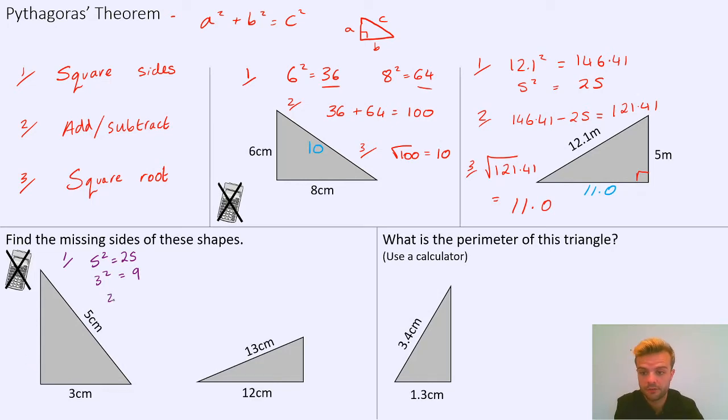So we're going to subtract those numbers we just got. So 25, take away 9 is 16. And finally, step 3, we've got to square root that number we just got, which is 4. So I think the answer is 4.